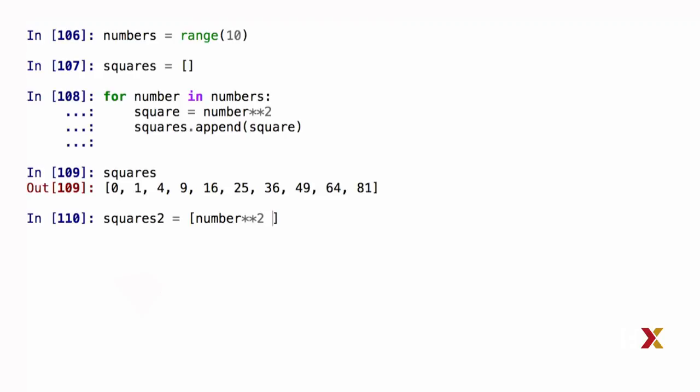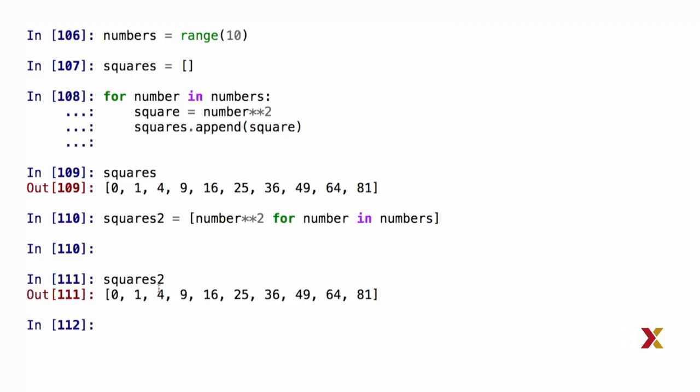But at this point, number doesn't have any particular value. This is where the for loop comes in. I can now write for number in numbers, and this is my list comprehension. If I ask Python to print out squares2, you'll see that it's identical in content to my squares.